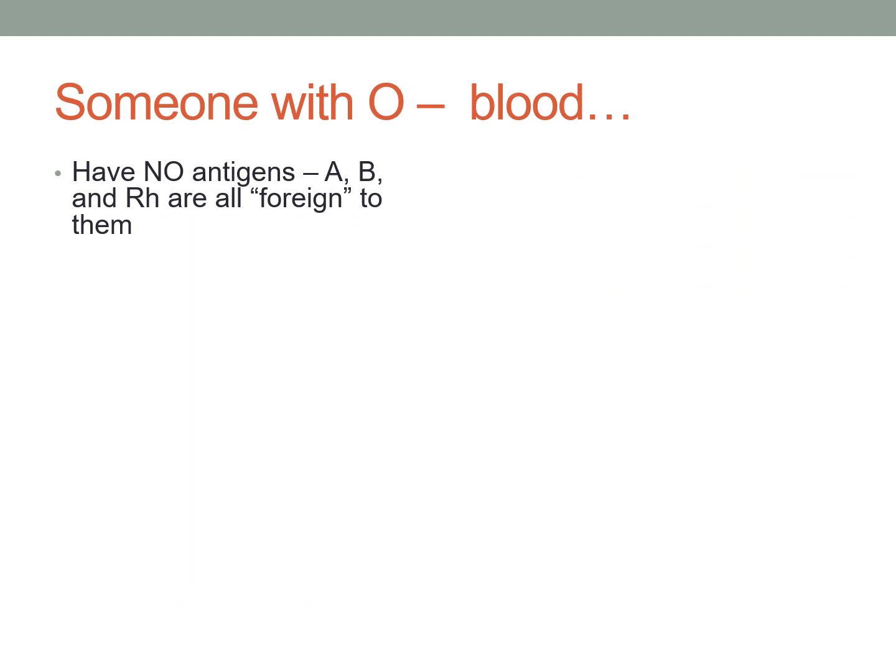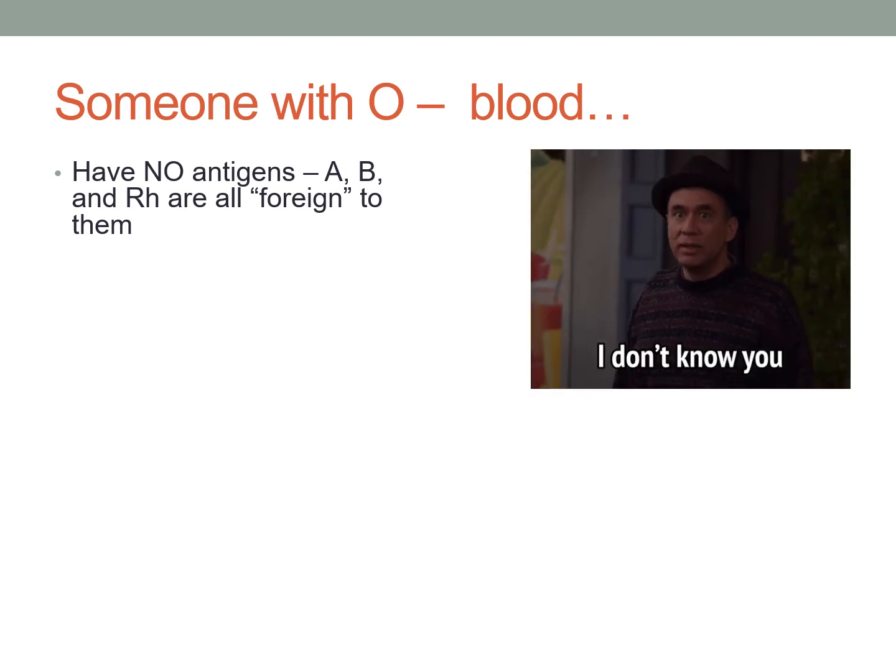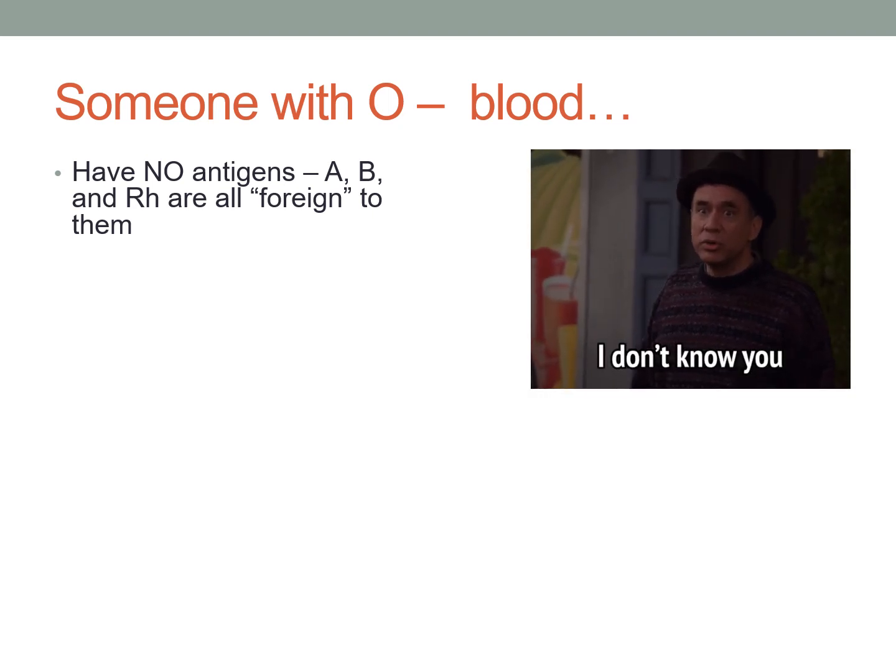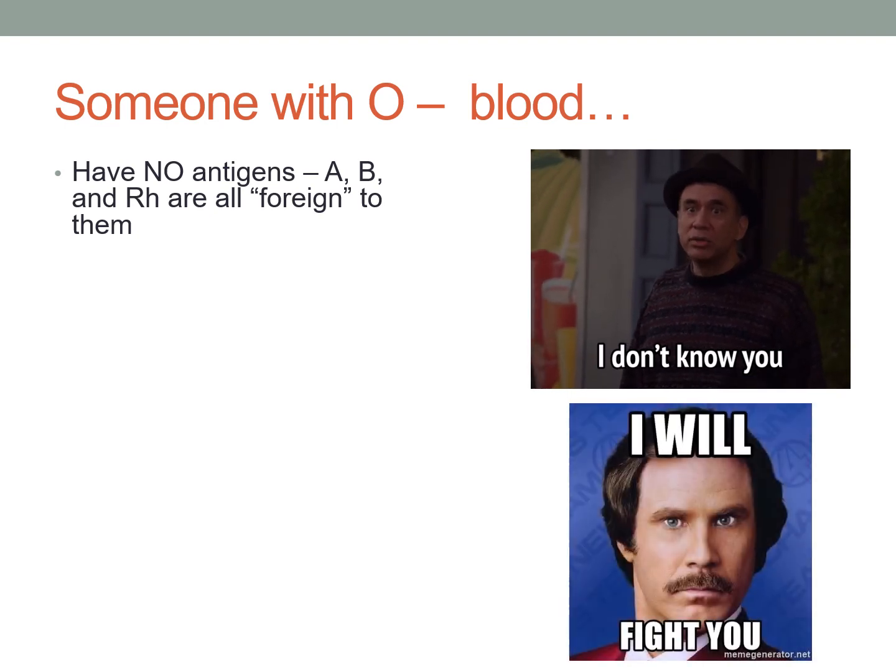O negative blood would be kind of the other side of the story. So these people have no antigens on their red blood cells, neither A nor B nor Rh. So those are all foreign to them, right? They're kind of purists. They don't have any bling. They don't have any accessories. So if you give them a red blood cell that has A or B or Rh or any combination thereof, they're going to be like, I don't know you, right? You're a stranger. And so therefore, I'm going to fight you, right?